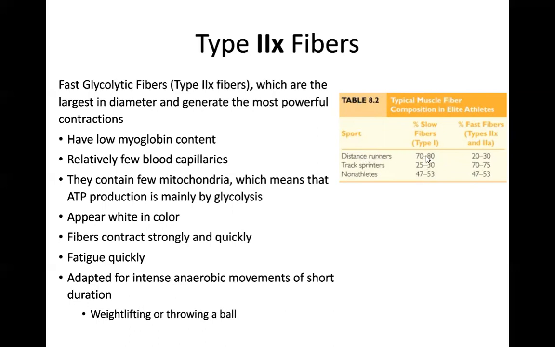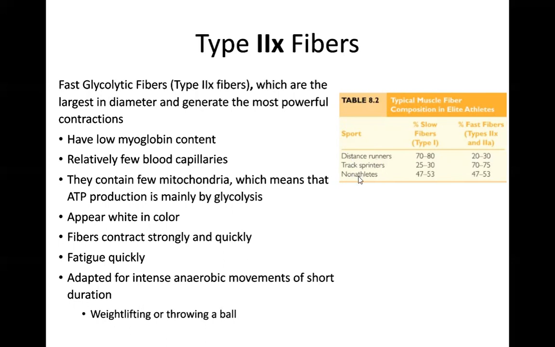For muscles, it's about 70 to 80% type 1, 20 to 30% 2X and 2A. Track sprinters are the opposite, a lot less of the type 1s, much more of the type 2Xs and 2As. For non-athletes, the general population is pretty well 50-50. Now, thinking about this, as far as being a high-level distance runner or high-level track sprinter, whether you're more adapted to one or the other relates predominantly to your genetics, which means mom and dad.